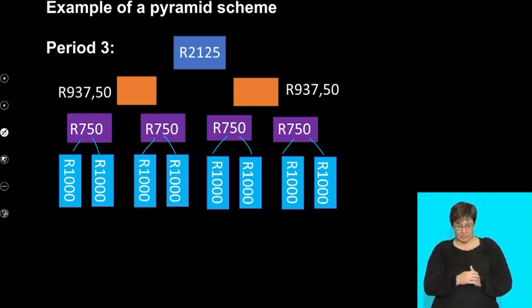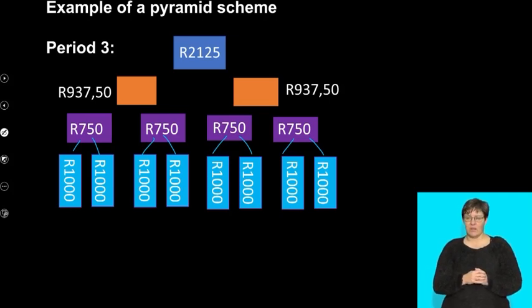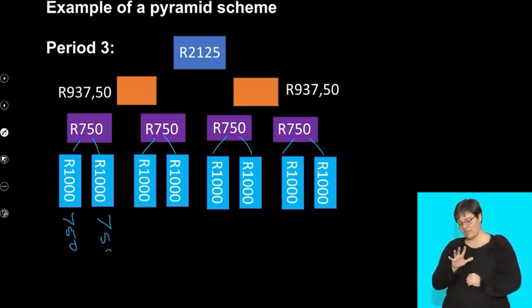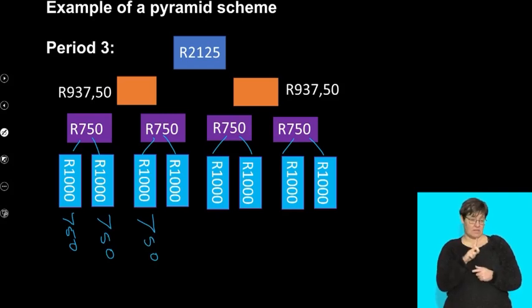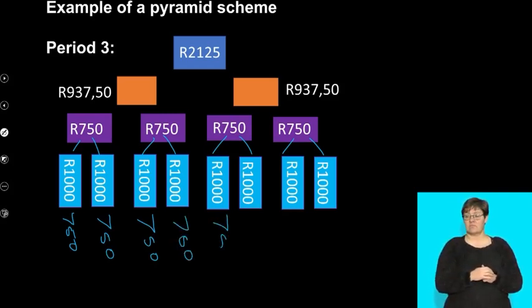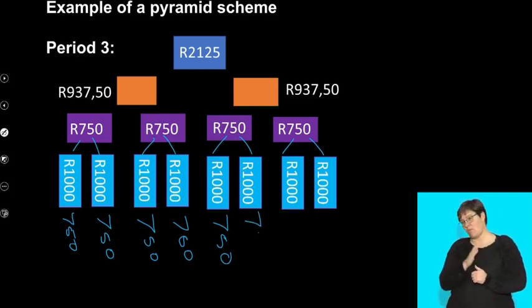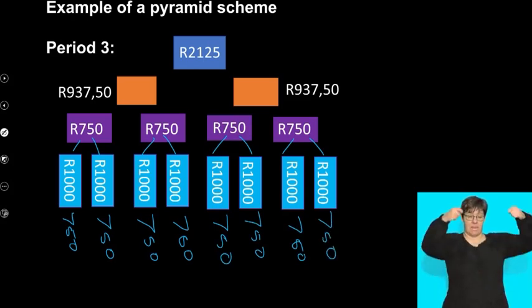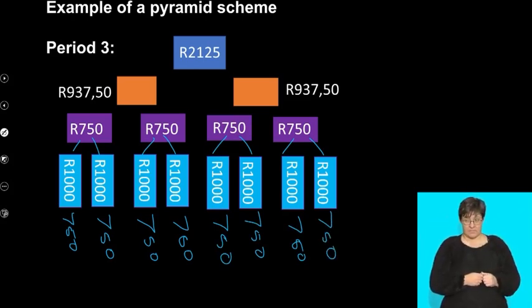If we're to work this out, it means this person will now only have the 750 rands. This one will have 750 after training, and this one will also have 750. All of them will just have 750 after training. Why? Because they are going to pay the people who recruited them the 25%. So let's look at what we now have.